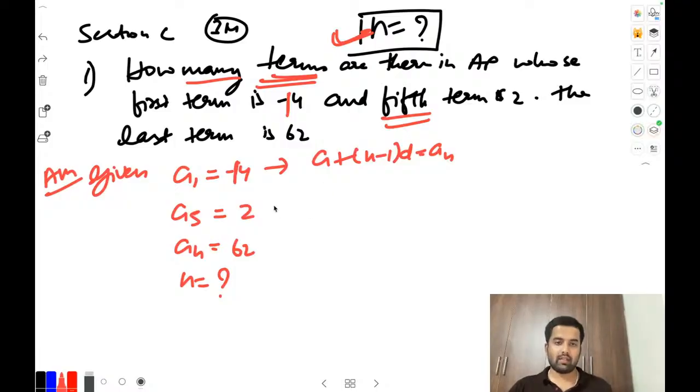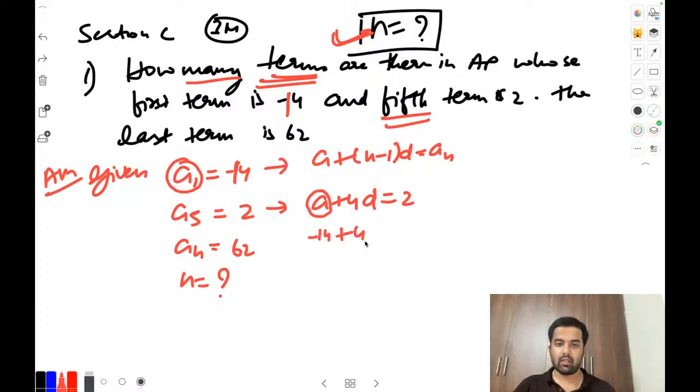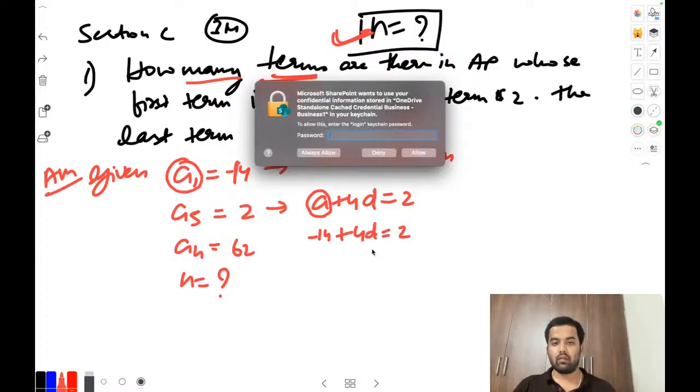fine. Let's check then. As we know, for the a5, what can the equation be? a plus 4d is equal to 2. Correct? a plus 4d equal to 2 will come for the a5. Here, a value we know. What is that a value? See, a1 is already given, so that is only the first term. a stands for first term. So keep the value here: -14 plus 4d equal to 2. From this one, you'll get the d answer.